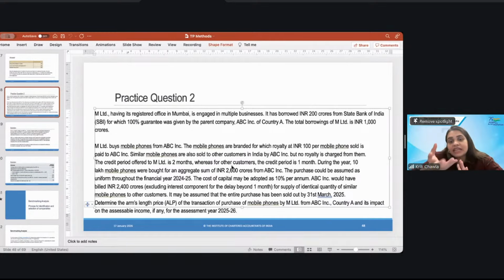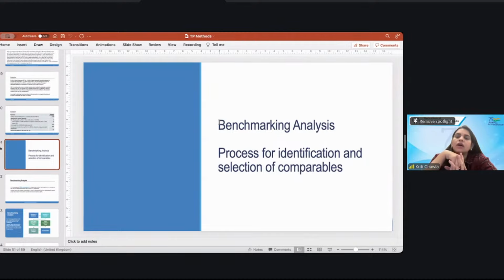This is the concept of benchmarking that you might have heard a number of times when it comes to transfer pricing. This is the new concept that we start with for today, which is basically the process of identification and selection of comparable companies.